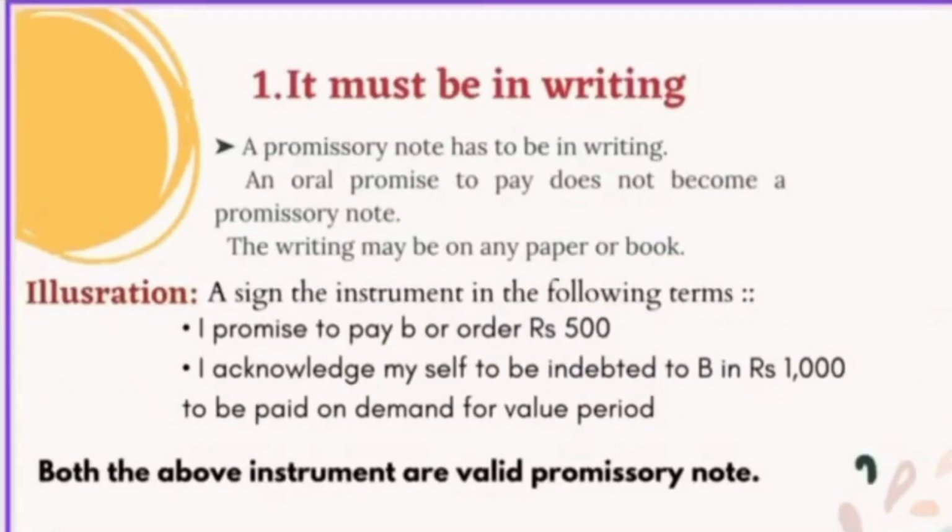Number 1. It must be in writing. A promissory note has to be in writing. An oral promise to pay does not become a promissory note. The writing may be on any paper or book. So, illustrations: assign the instruments in the following terms. Example is, I promise to pay B or order Rs 500. I acknowledge myself to be indebted to B in Rs 1000 to be paid on demand for value received. So both of the above instruments are valid promissory notes.